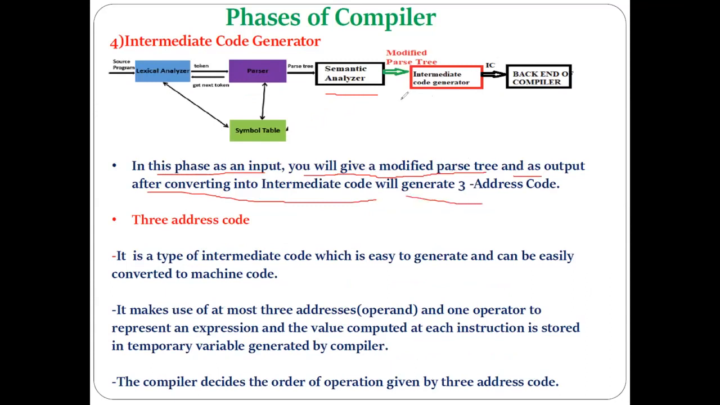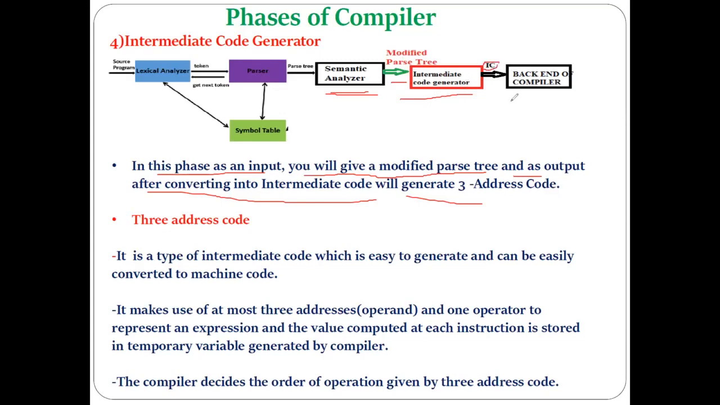So the intermediate code generator gets the particular input from the previous phase, that is the semantic analyzer. The semantic analyzer generates the modified parse tree as output, which will be given as the input to the intermediate code generator. Okay, and then intermediate code generation will be done.